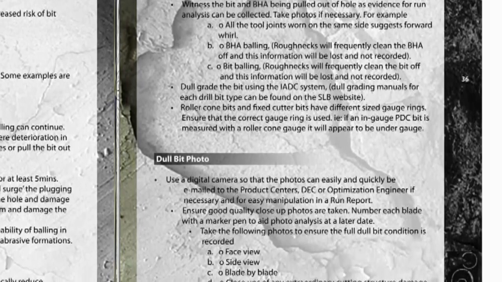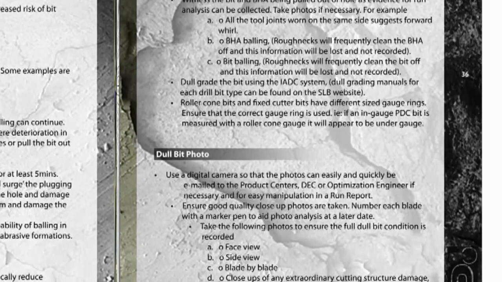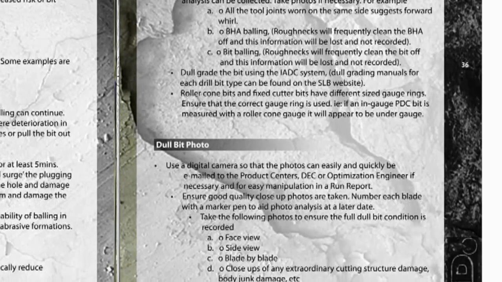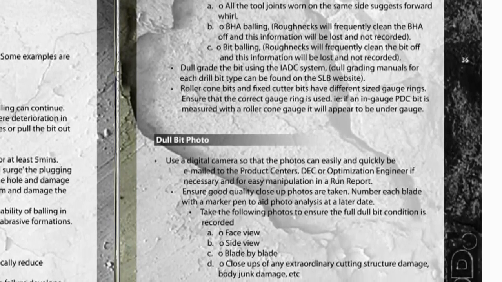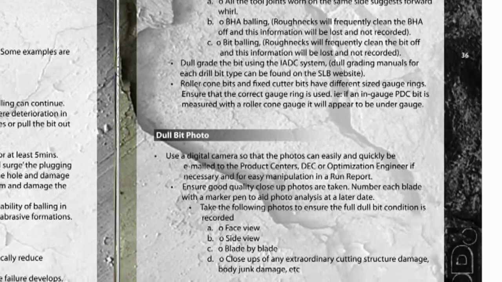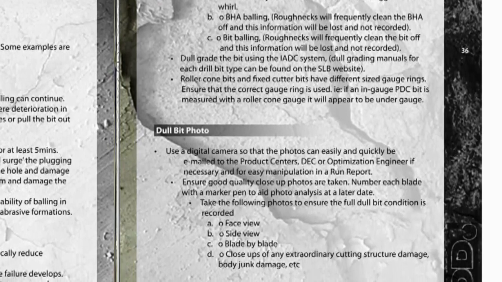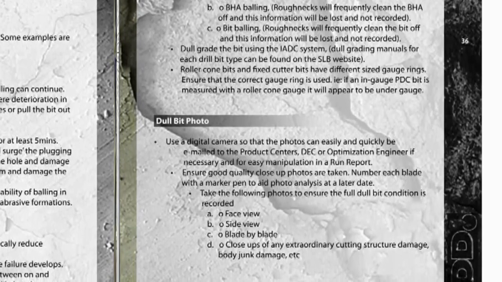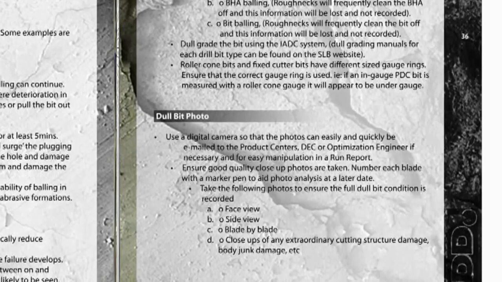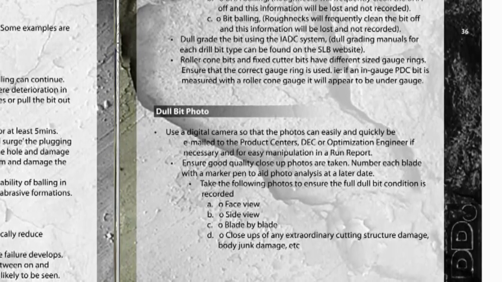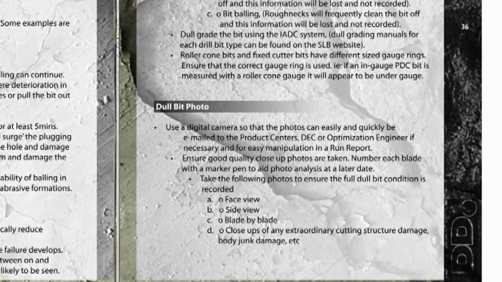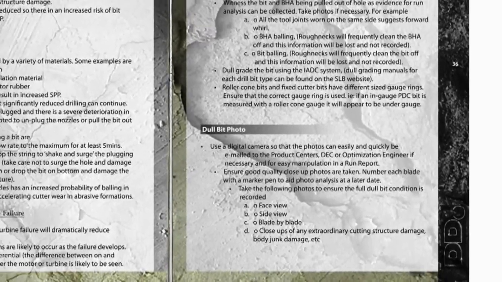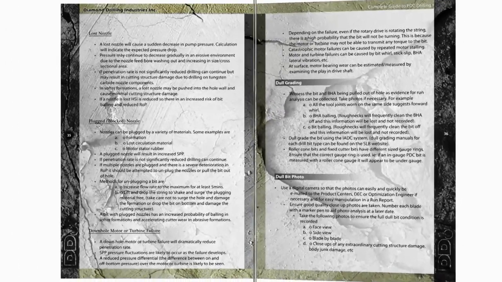Dull bit photo. Use a digital camera so that the photos can easily and quickly be emailed to the product center's DEC or optimization engineer if necessary, and for easy manipulation in a run report. Ensure good quality close-up photos are taken. Number each blade with a marker pen to aid photo analysis at a later date. Take the following photos to ensure the full dull bit condition is recorded: face view, side view, blade by blade, close-ups of any extraordinary cutting structure damage, body junk damage, etc.